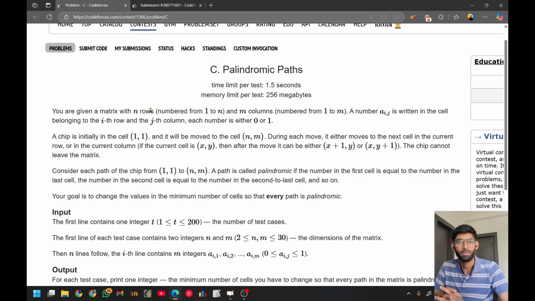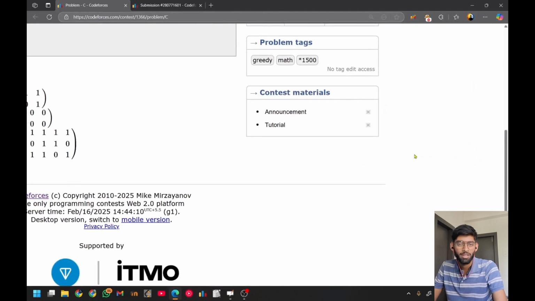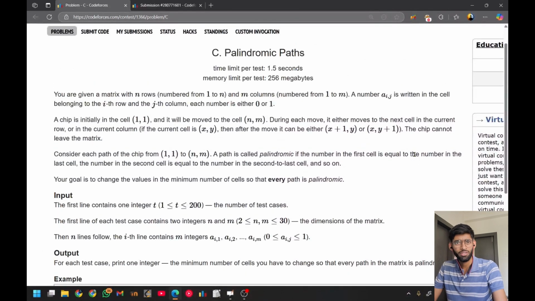Today we are back again with another coding problem named Palindromic Path. As you can see on the screen, it is a Codeforces problem, a 1500 rated problem, with a tag of greedy and math. Let us first understand the question and then we'll move towards the intuition and the coding part of the problem. The question states that you are given a matrix with n rows and m columns.